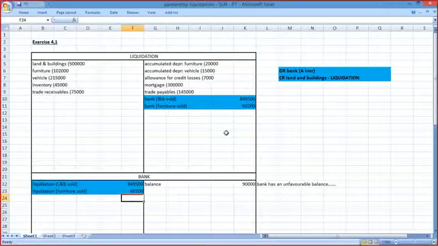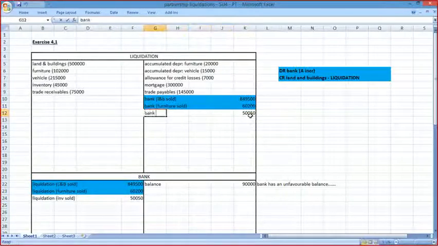Good. Keep going. Read the next one. Next one is inventory was sold for 50,050. Good. So exactly the same thing. We would credit inventory, so we would credit the liquidation account. Good. And we would debit the bank account. Good. Total? 50,050. Perfect. There we go.